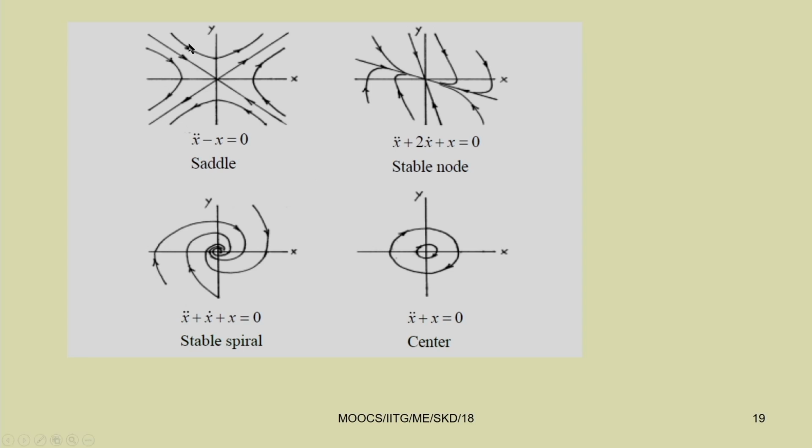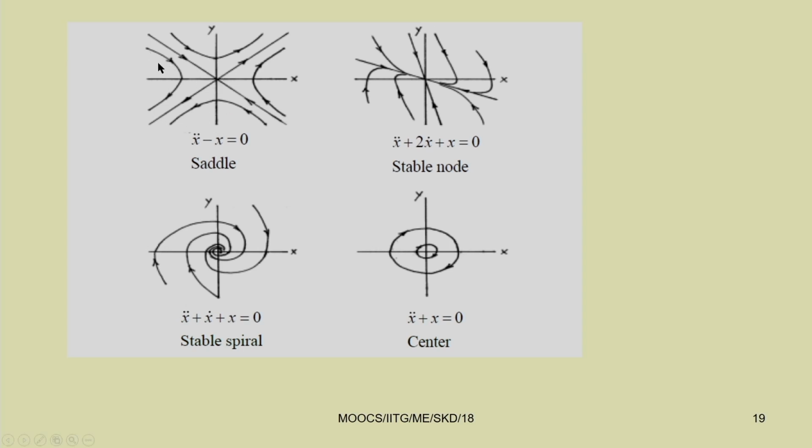So, one part will pull it up and the other part, C2 e to the power minus t, as t tends to infinity it tends to 0. So, this type of response is known as saddle. So, this is a saddle point.